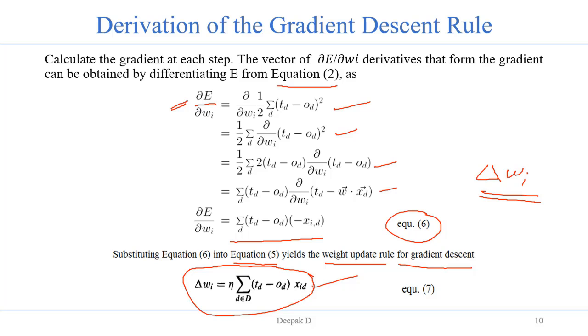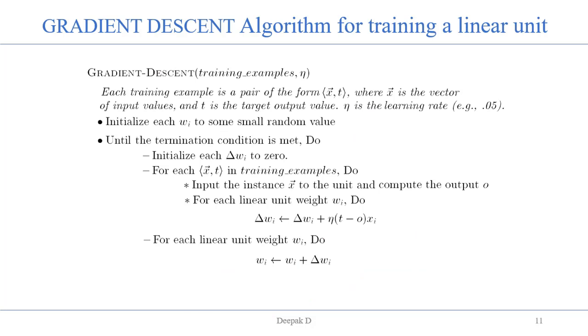If the learning rate is too large, then the gradient descent search runs the risk of overstepping the minimum in the error surface rather than settling into it. For this reason, one common modification to our algorithm is to gradually decrease the value of the learning rate, that is n, as the number of gradient descent steps grows. So this gradient descent algorithm for training a linear unit will be explained in a very short form.